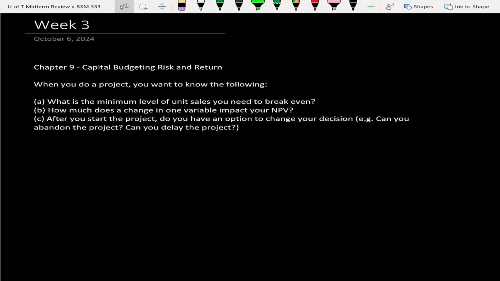On week 3, we're going to cover chapter 9, and this chapter answers a couple of questions. So it has real life implications. The way to think about it is this. When you're doing a project or starting a business, you'd want to know a few things. First of all, what's the minimum level of sales of units you need to break even? That's an important thing to know.